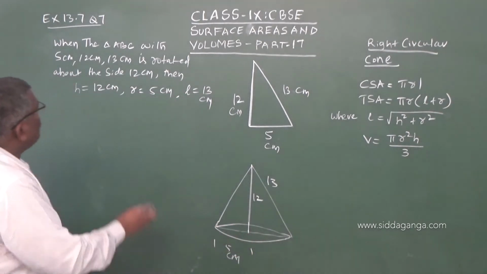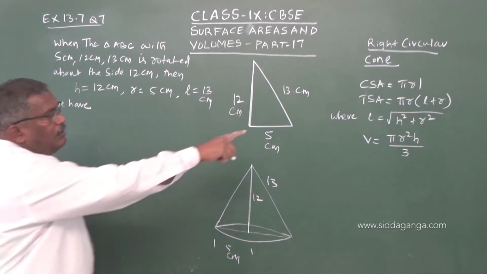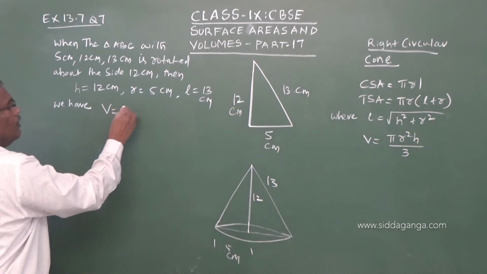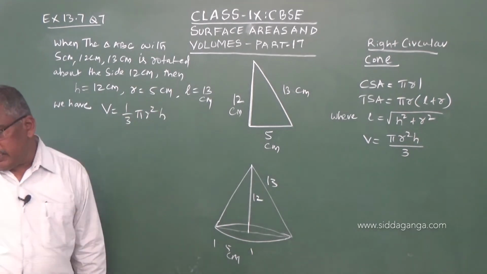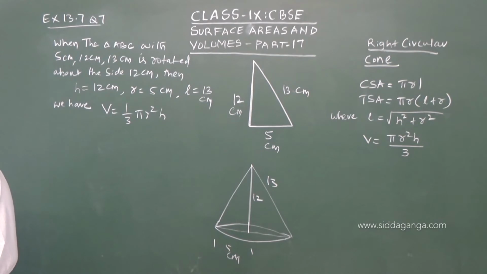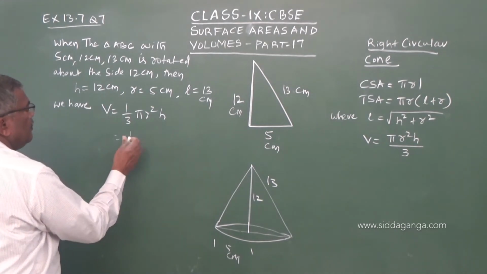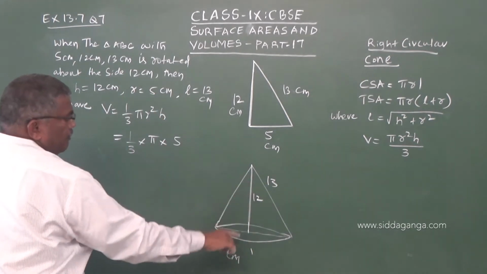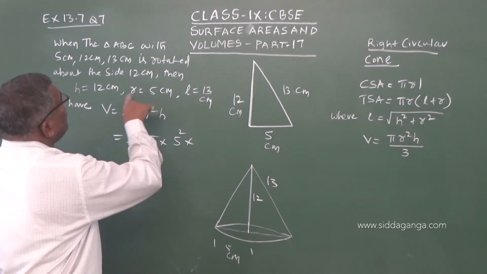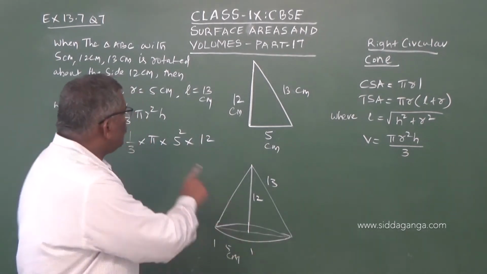So we have the formula. What is asked is volume. Volume is equal to 1 by 3 pi r square h. So 1 by 3 into pi into 5 square into h, which is 12 centimeter. 5 square is 25.